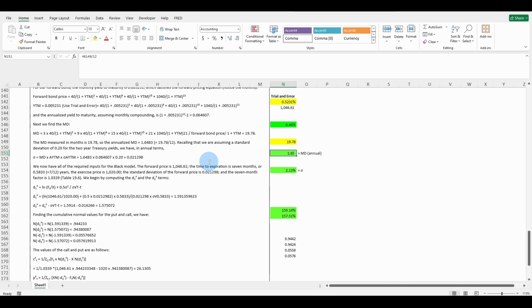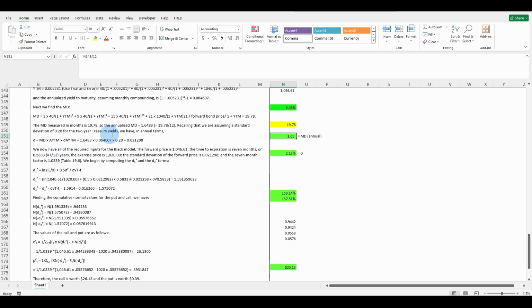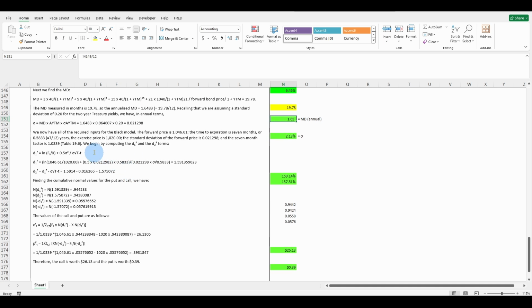Recalling that we are assuming a standard deviation of 0.2 for the 2-year treasury bills, in annual terms the standard deviation is equal to 0.21298. We now have all the required inputs for the Black model. The forward price is 104661. The time to expiration is 7 months, 4.5833. The exercise price is 1020. The standard deviation of the forward price is 0.21298. And the 7-month factor is 1.0339.